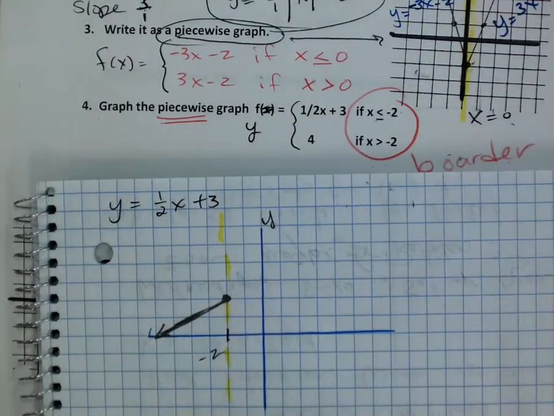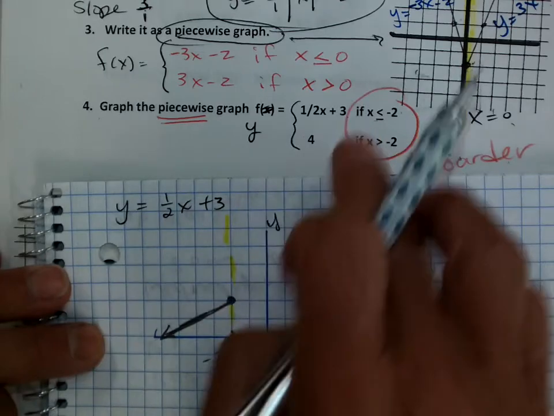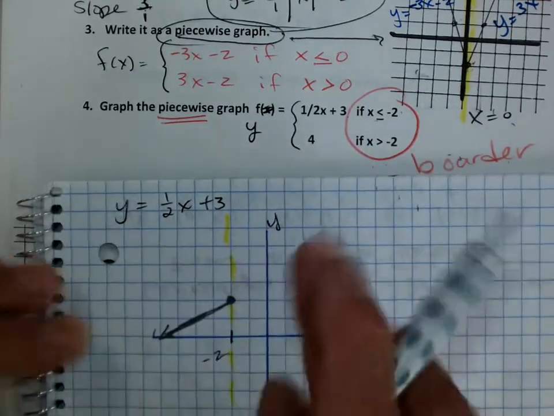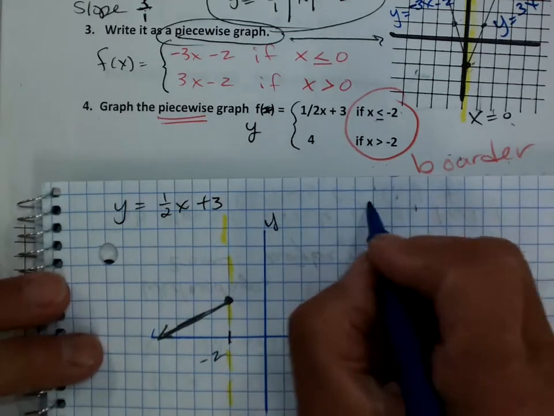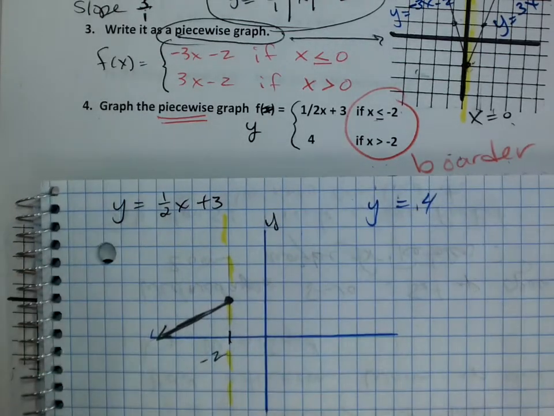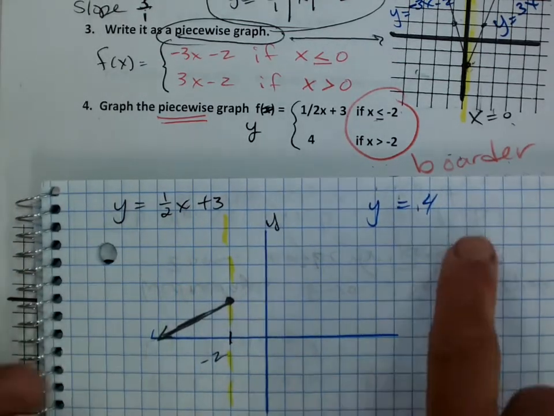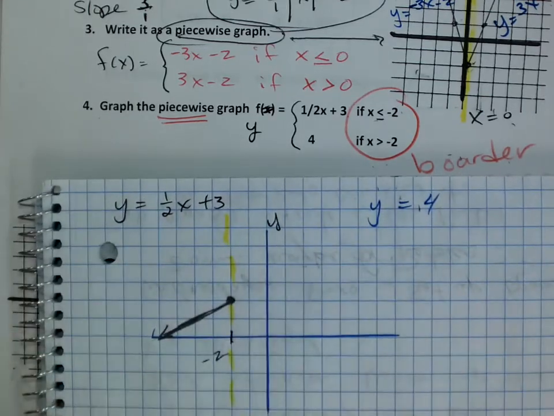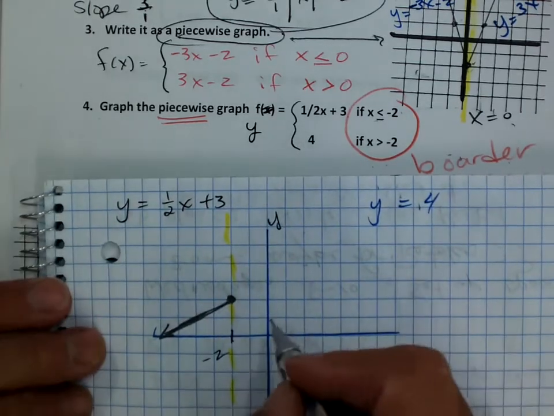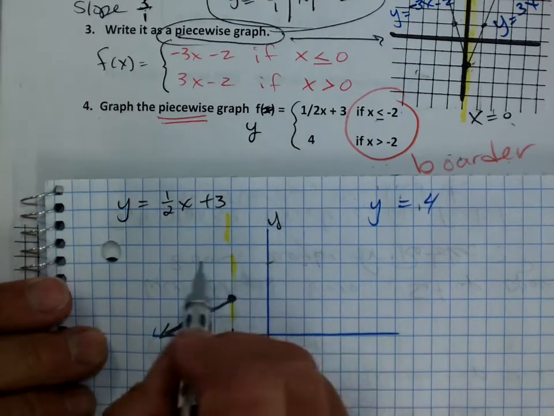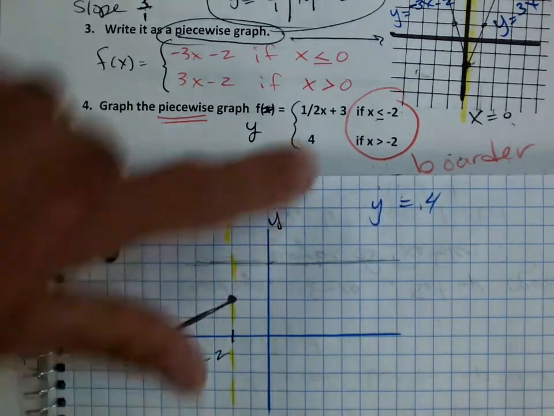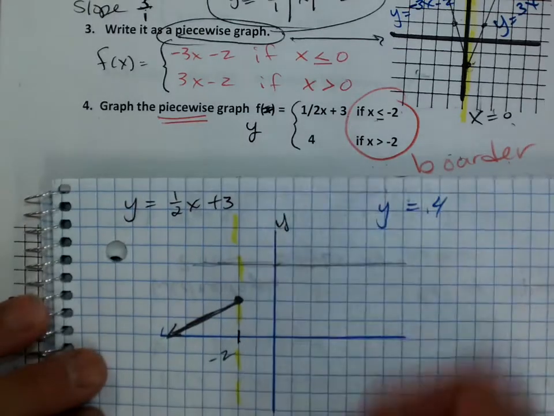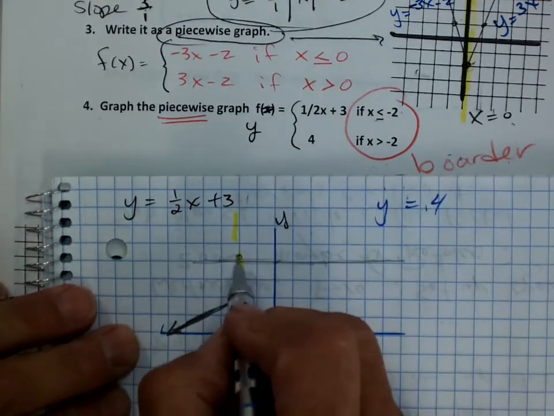Second piece, y equals 4. Let's see, that's a horizontal line, right? Y equals 4. So let me write that down. So my second line is y equals 4. Y equals 4 is a horizontal line at a height of 4. Let's go up to 1, 2, 3, 4. Goes all the way across like this, except we want the piece that's greater than our border -2. Open circle.